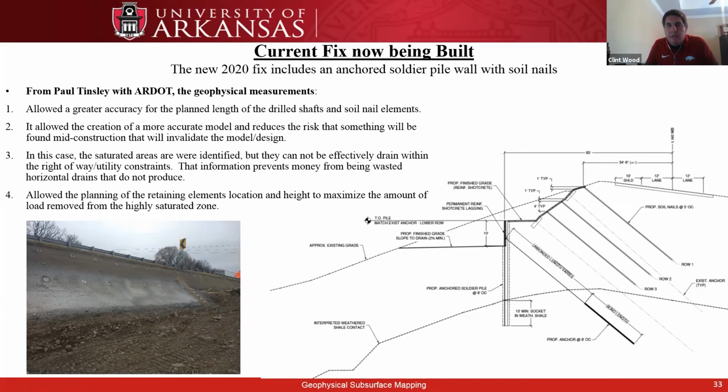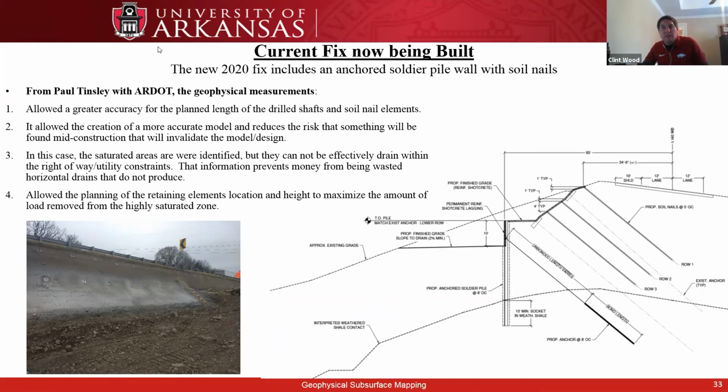So in terms of the benefits of the case history, so this is some comments from Paul Tinsley with RIDOT about the geophysical methods and kind of where they used them most in this particular project to come up with the repair that they did. So, one, the geophysical methods allowed a greater accuracy for the planned length of the drilled shafts and the soil nail elements. So instead of making more guesses in between the borings, like Mike said, we are providing greater accuracy over the larger area so that those lengths can be planned and there's not as many changes in the field.